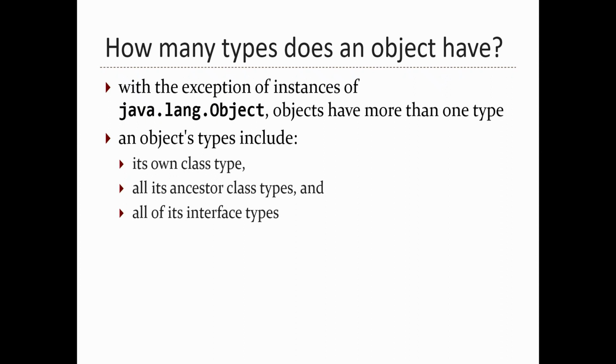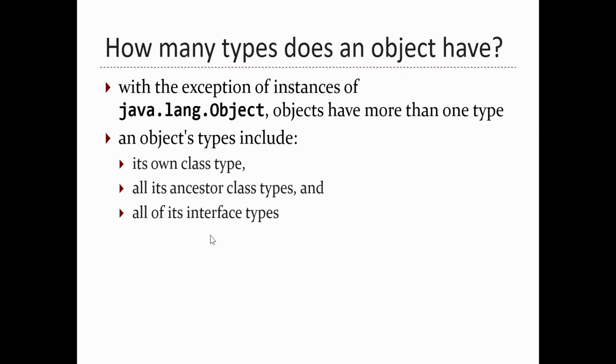An object's types include its own class type. So when you say public class Blah, Blah is one of its types. But the type of that object includes all of its ancestor classes as well. And so that means every object in Java, one of its types is big O Object. So one of the types of String is also Object.